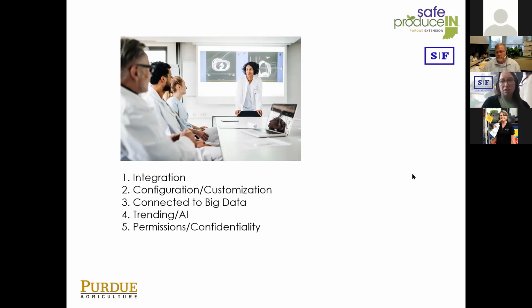And then permissions. That's, I think, the biggest and scariest thing about sharing big data, and I think a lot of people are nervous about that. Who has access to my data? What data am I sharing? How do I share it? It just is nerve-wracking to think about how to do that. So those are things that all need to be considered.